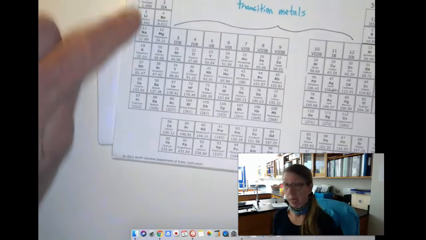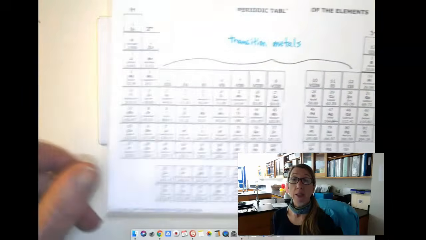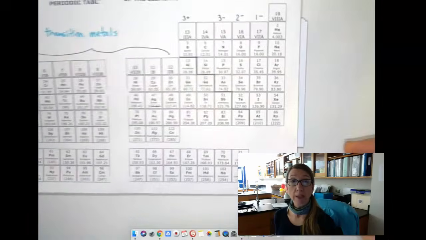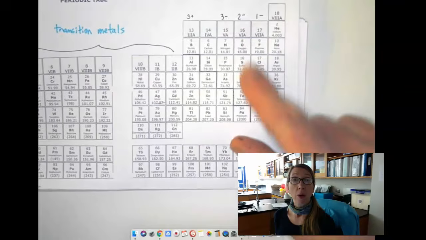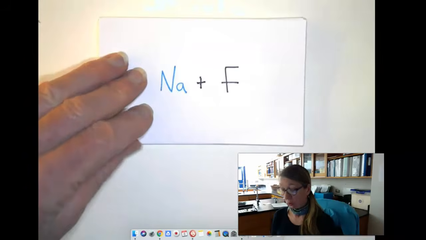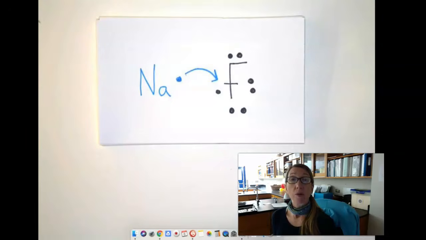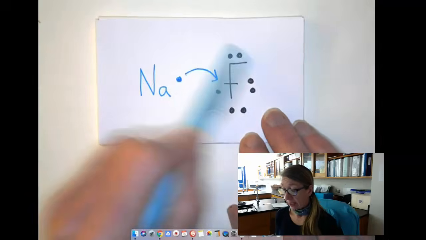We know it's right there. It's an alkali metal, and so there's one valence electron. And we have fluorine. It's a halogen, so it has 7 valence electrons. So we would start out by just drawing one each of these and draw the electron dot diagram. Sodium has 1, and fluorine has 7.